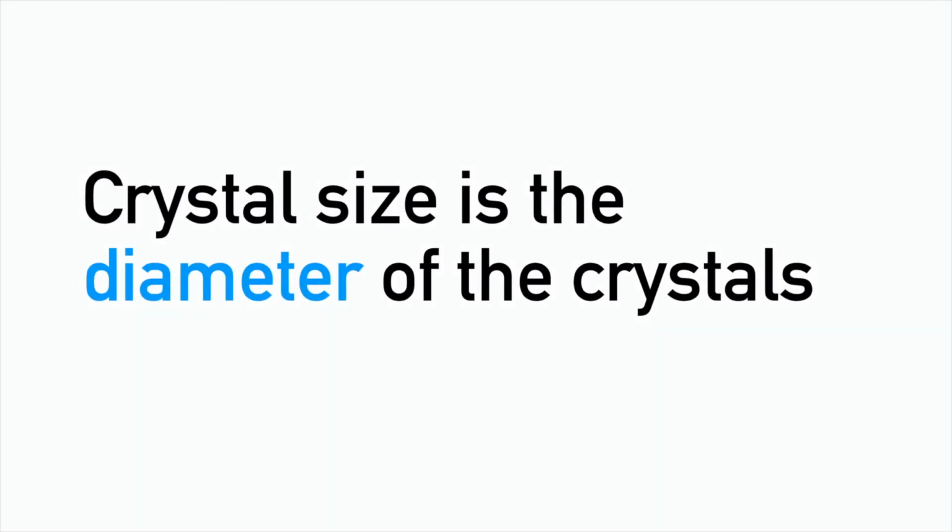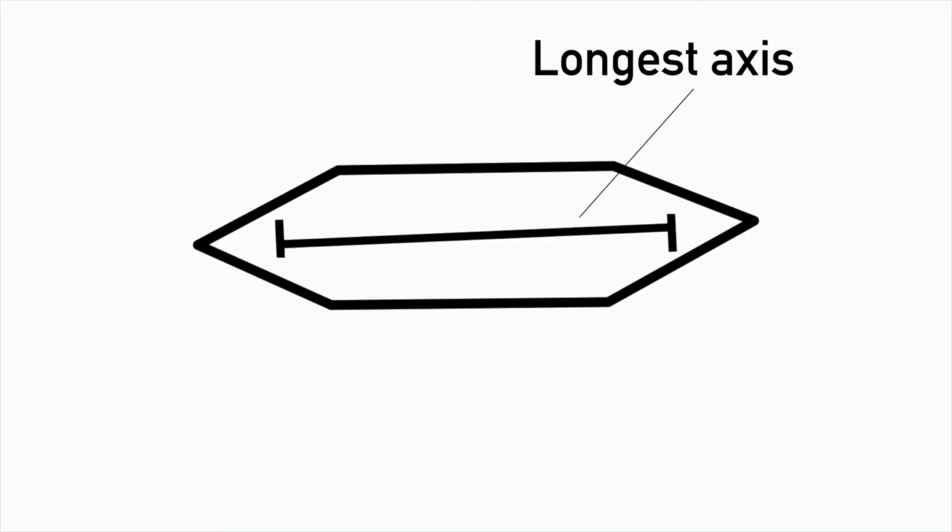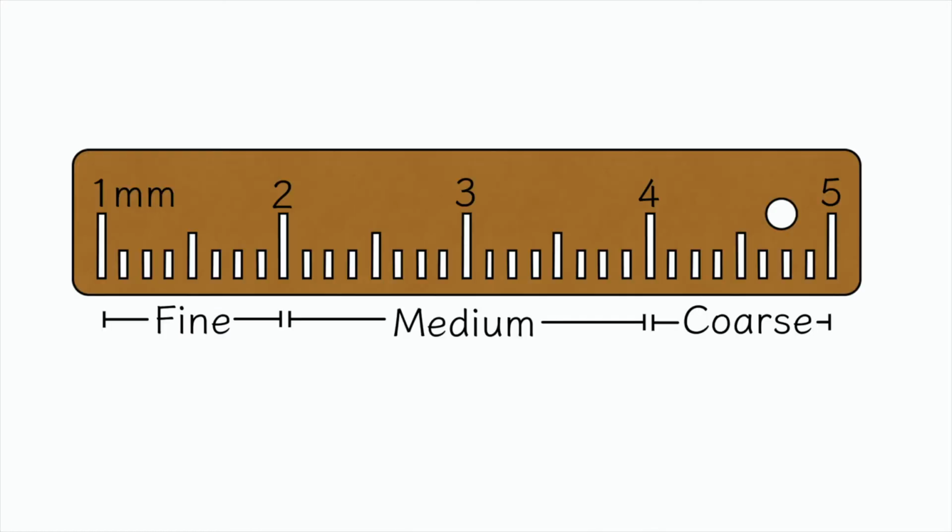Crystal size is the diameter of the crystals. You can measure this with a ruler or under a microscope, and you're usually looking to measure the longest axis of the mineral. So if the crystal was shaped like a rugby ball like this, you'd measure this length. If it was shaped like a football, it doesn't really matter which direction you'd measure. The crystal size tells us a lot. Firstly, it'll tell you if the crystal is fine, which is less than 1 millimeter, medium, between 1 and 3 millimeters, or coarse, which is more than 3 millimeters.